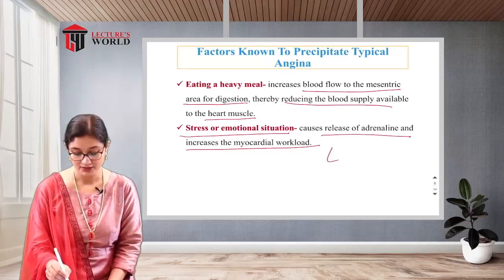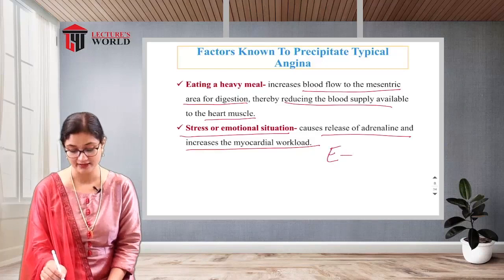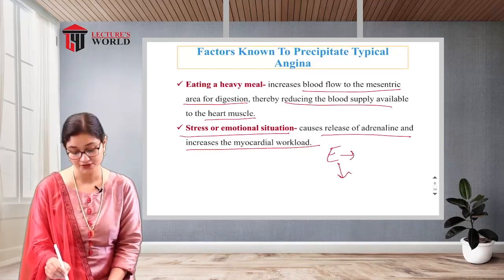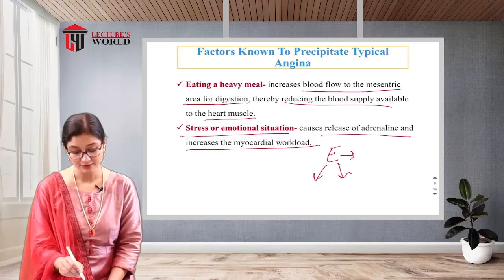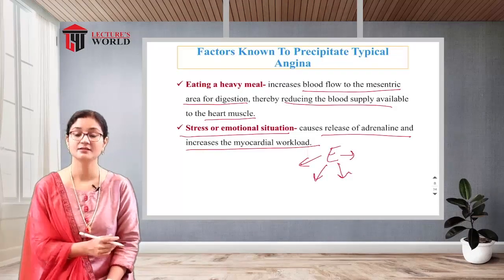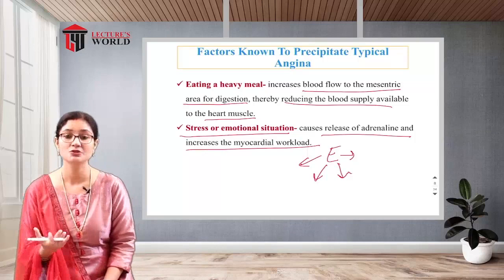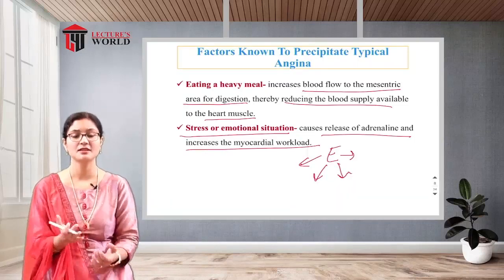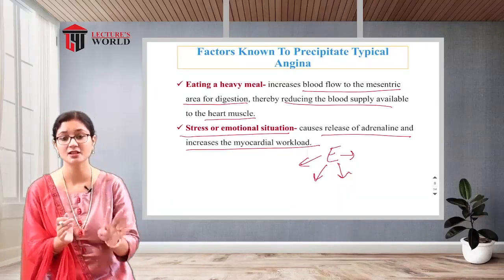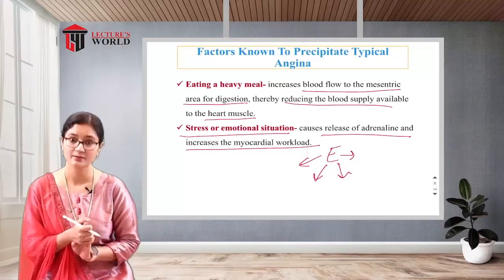So you can remember the four E's. First is exertion, then extreme temperature, eating a heavy meal, and emotional distress. Emotional distress means any emotional state where the person is getting disturbed. So there are four E's which you can remember.